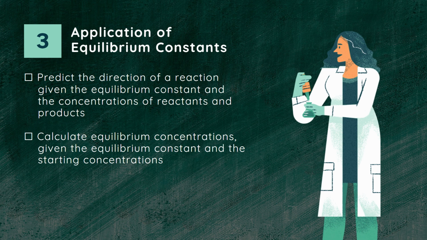In summary, for the third part, we have been able to predict the direction of a reaction given the equilibrium constant and the concentrations of reactants and product. And we were also able to calculate equilibrium concentrations given the equilibrium constant and the starting concentrations.